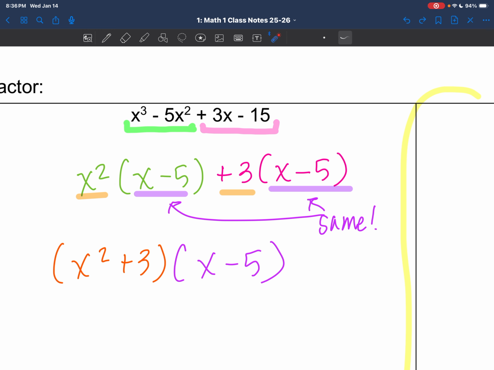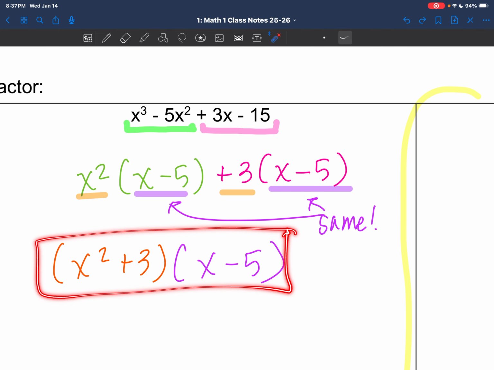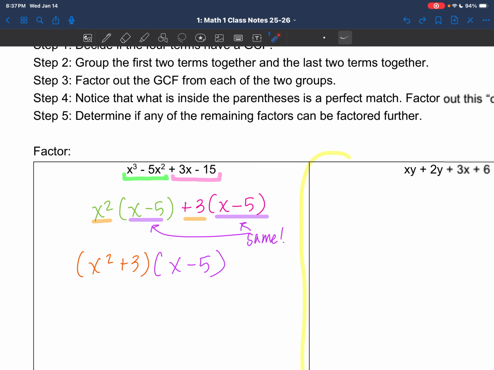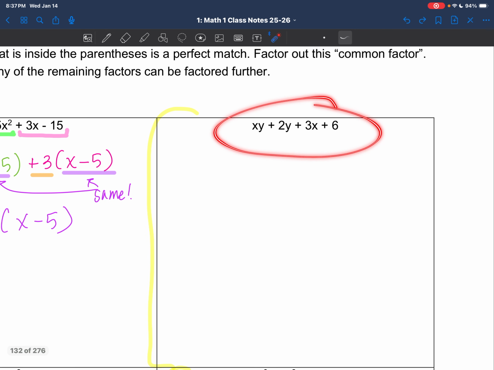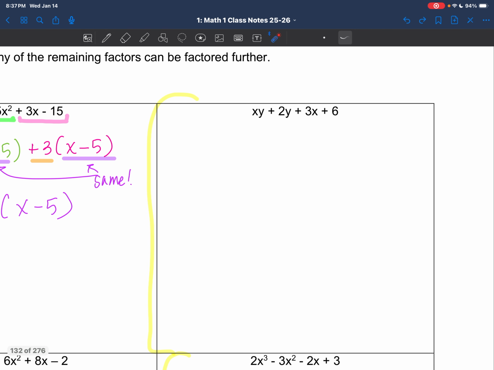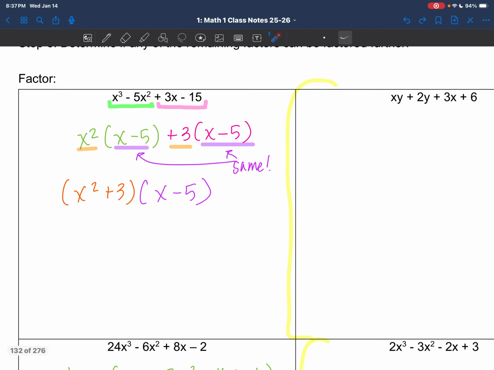Now, if you do this correctly with grouping, whatever is inside your parentheses here should be the same. And that's just going to make one set. So we're going to put both those together to just make this. Now, we can't simplify it anymore. That's your final answer. So I want you to go ahead and try that. Remember, you're going to group this together and then you're going to group this together. So go ahead, try that.